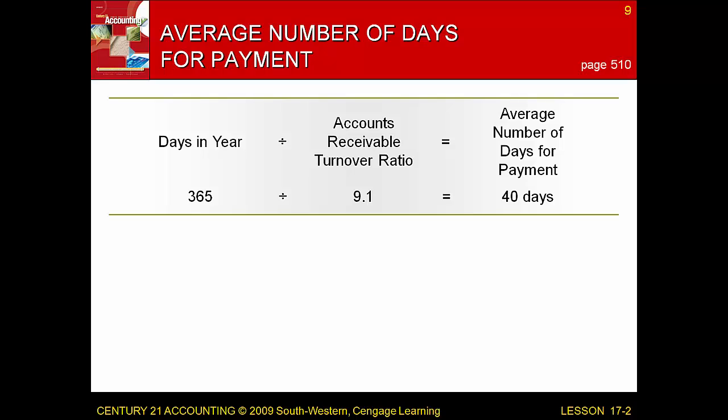When we take a look at what they had last year for our Hamilton company, they had an accounts receivable turnover ratio of 7.0. And if I take 365 divided by 7.0, that's going to give me 52 days. So they decreased the average number of days of payment from 52 to 40. That is more money in our business. Is that making us more efficient? I would say yes, it is.